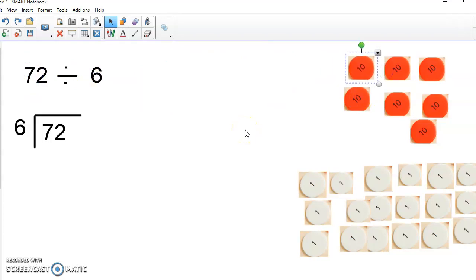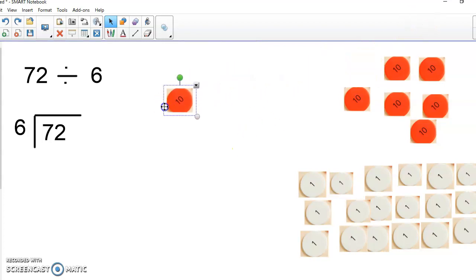But let's look at what we have. Your divisor is 6. So you're trying to have 6 rows of tens, but your dividend has 70. So you are going to have 1 ten left. So let's try. Let's do this.